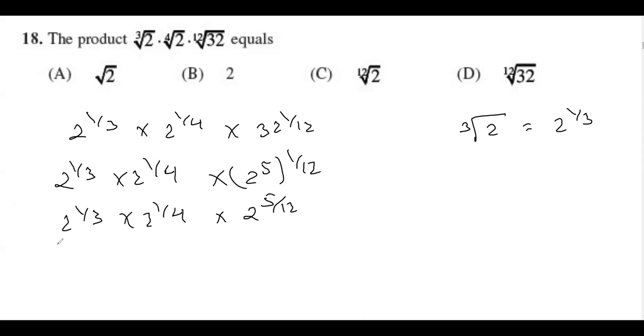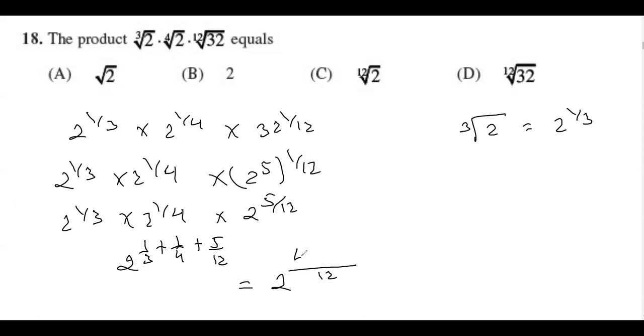Now you can see we have the same base here, right? When same bases are multiplied, the powers are added. So this is 2 raised to the power 1 by 3 plus 1 by 4 plus 5 by 12. Now, with further simplification, what we are going to do is to take the LCM. The LCM of 4, 3, and 12 is 12.